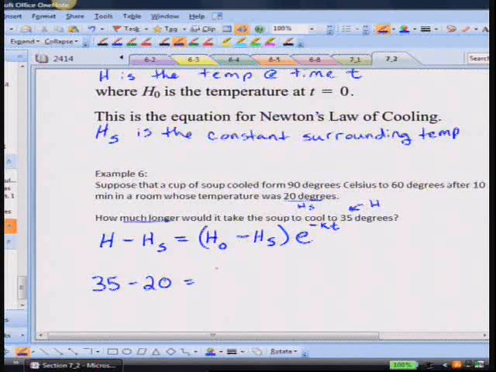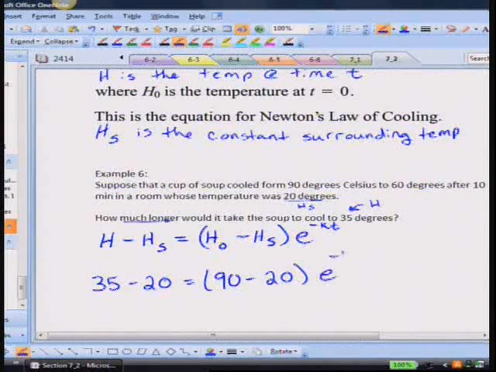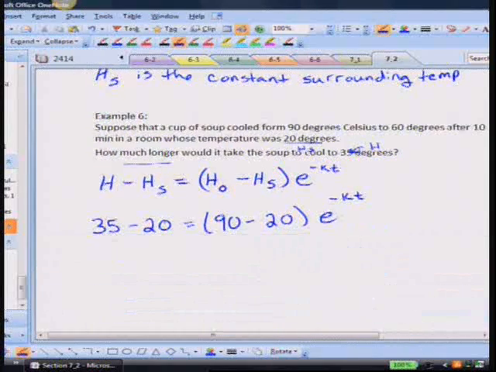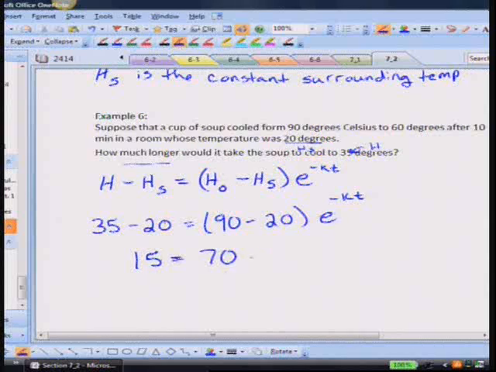Let's see, hold on. The soup cooled from 90 degrees Celsius to 60 degrees Celsius after 10 minutes in the room. But hold on, I'm sorry. Okay, so H naught is the original temperature, which was 90, minus H sub s, which is 20, and this is e to the negative kt. So we have 15 equals 70 e to the negative kt as our formula.